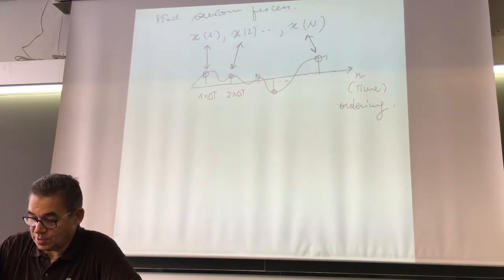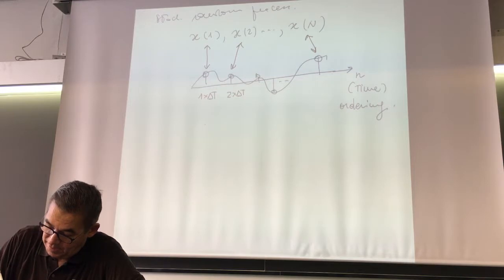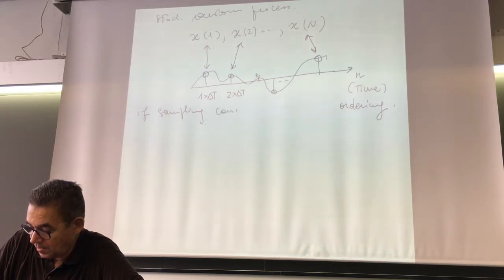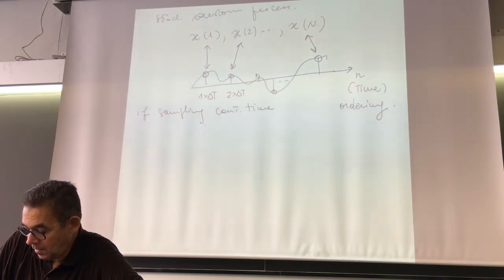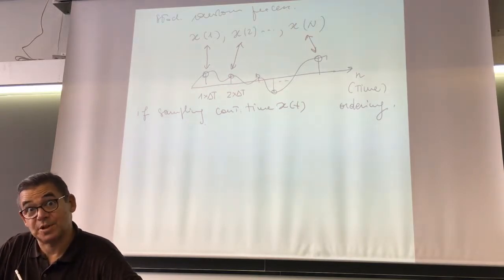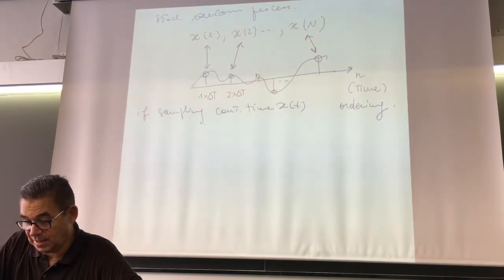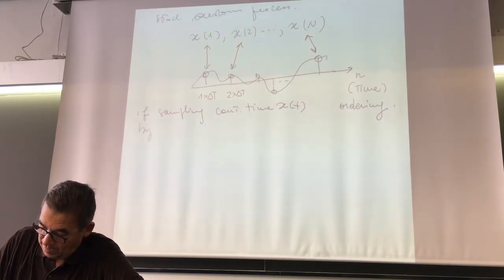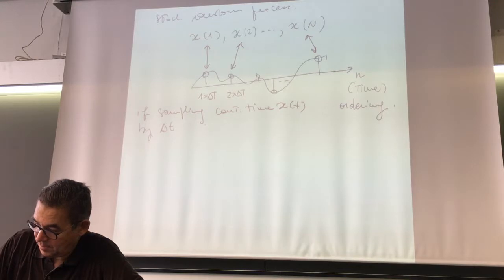So just to summarize, if I am sampling a continuous time signal x(t), that means that I can extract samples at intervals of delta t.